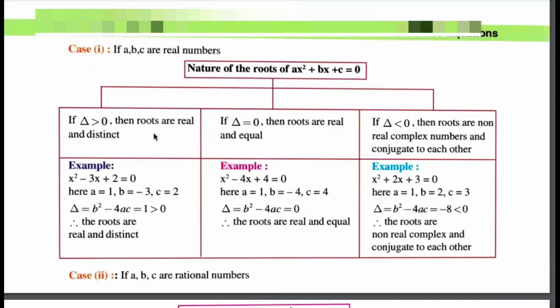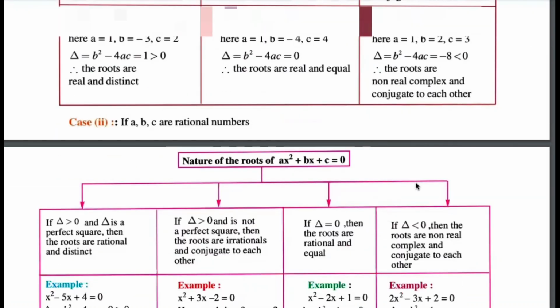If the discriminant is greater than 0, then roots are real and distinct. So they are distinct roots, two roots. If they are equal, then roots are real and equal. If less than 0, then roots are non-real, complex and conjugate to each other. They will be conjugate to each other, and they will occur in pair.